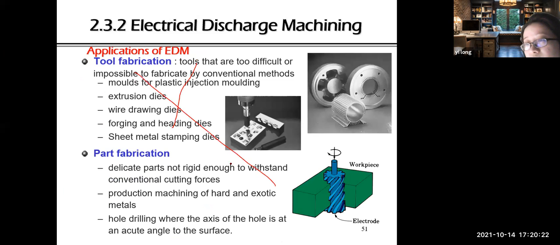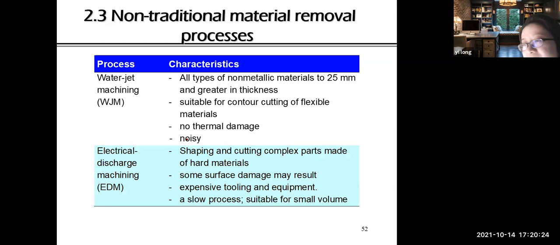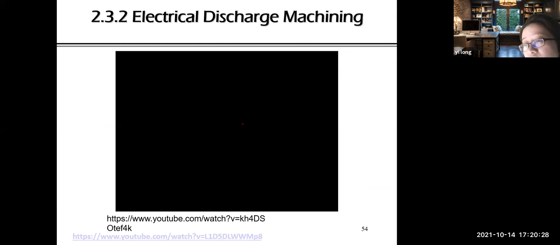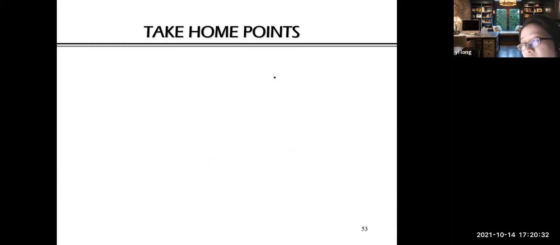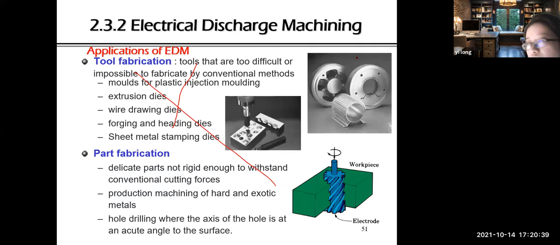Applications here. Summary here, the take-home points. I think I wrote the take-home points today already, right? For the tutorial, later I'm going to upload the answer and also the video. So that is all.